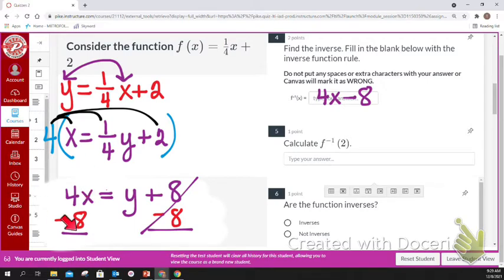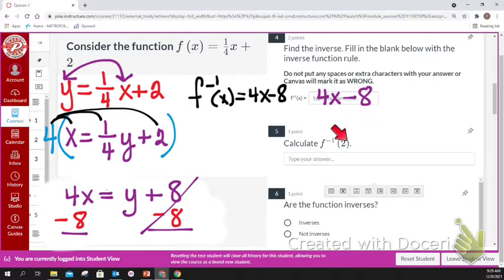Because this is my inverse. My inverse, f negative 1 of x, is 4x minus 8. But we only want you to type in the 4x minus 8.